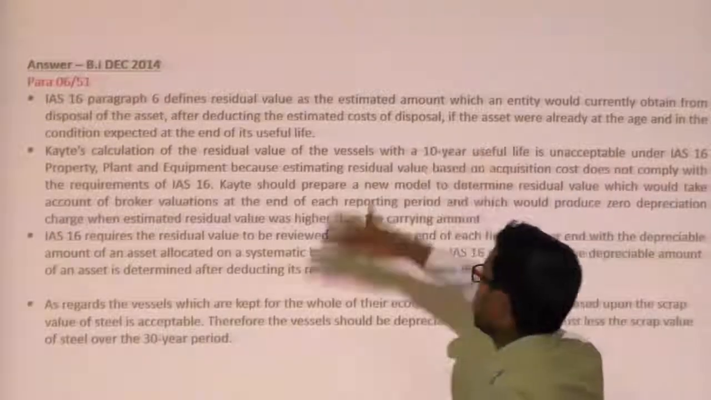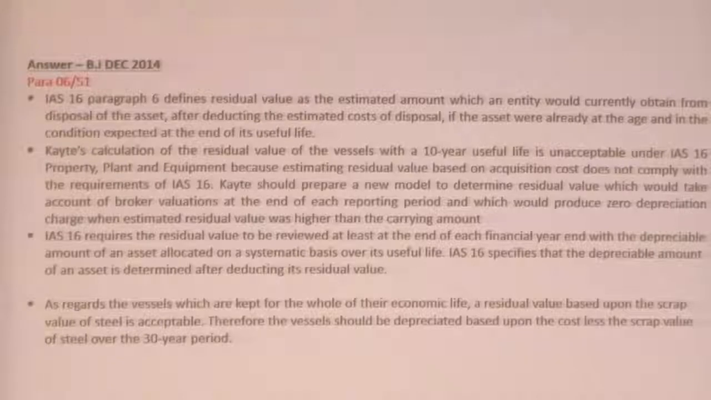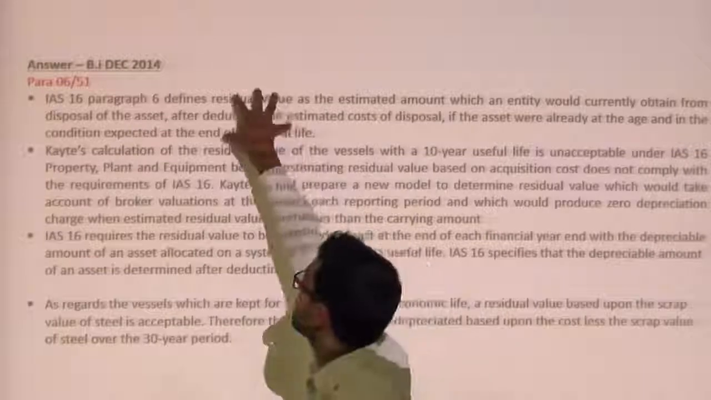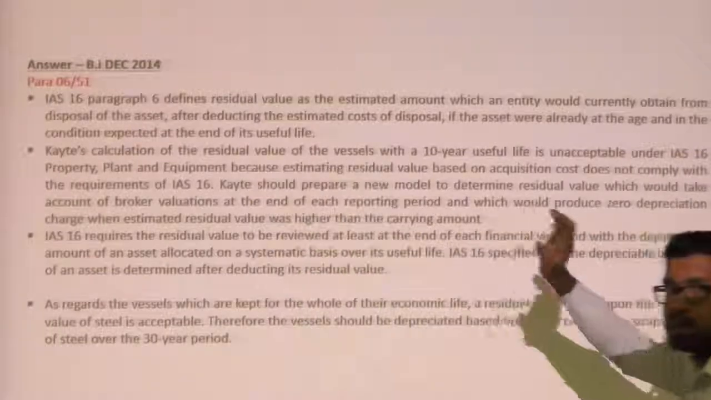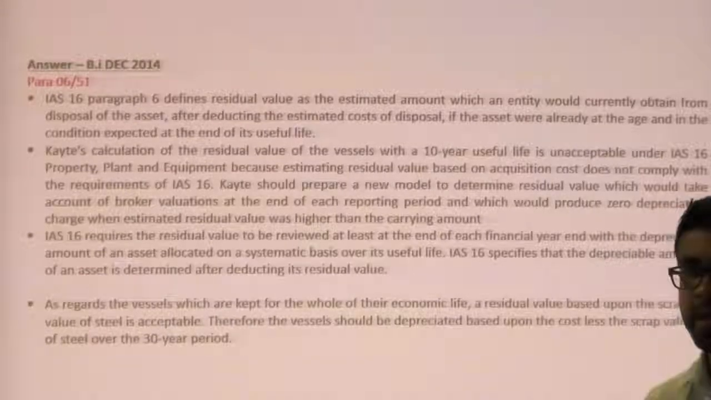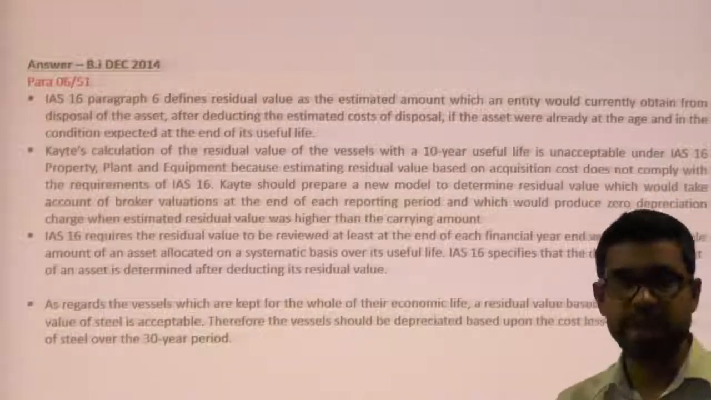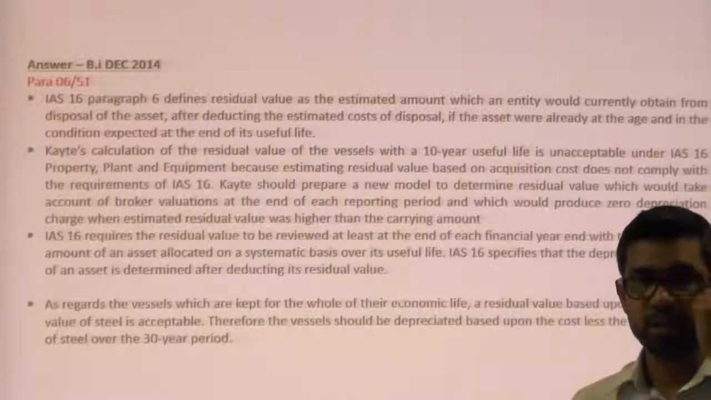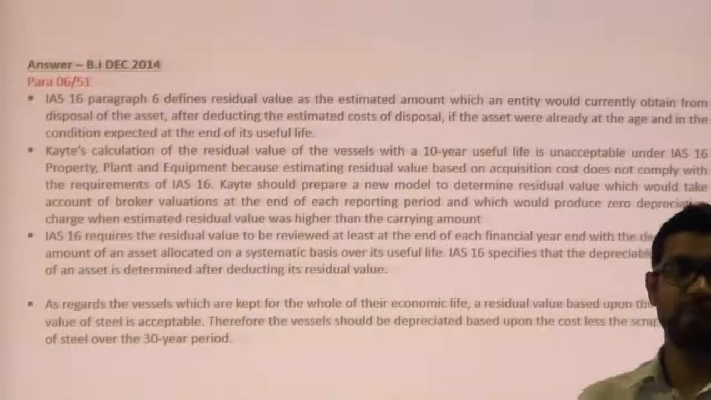But they have taken half of the asset cost. Totally wrong. Acquisition cost. If the asset were already at the age and in the condition expected at the end of the useful life. Now that is straight away taken from paragraph 6 of the standard. Why do you have to discuss this now? When you discuss questions with the examiner, you have to use some reference from the standard book as well. Otherwise you can't discuss on your own, right, without taking these facts from the standard.